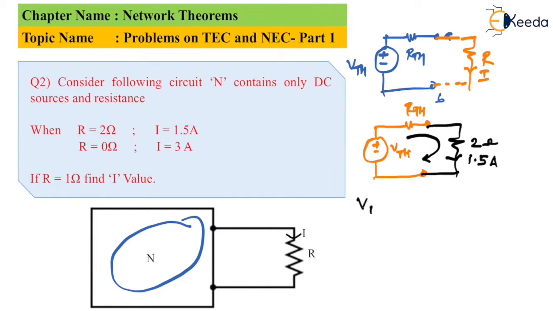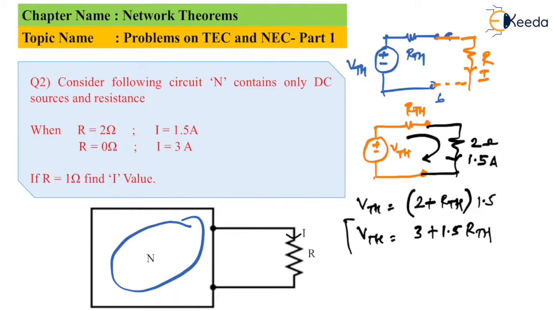So I can say VTH can be written as (2 plus RTH) times 1.5, or further expanding, VTH is equal to 3 plus 1.5 times RTH. I will call this equation number 1. I have got equation number 1 by referring to the first case. Similarly, we can get the second equation from case number 2. So we will get equations in terms of VTH and RTH, and by solving them, VTH and RTH can be calculated. So let us see what case 2 says.